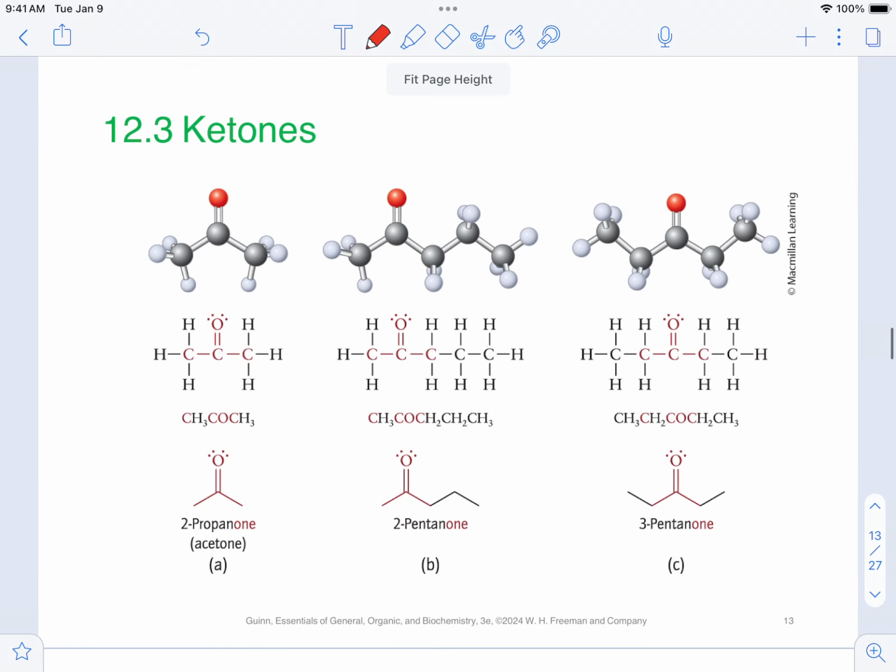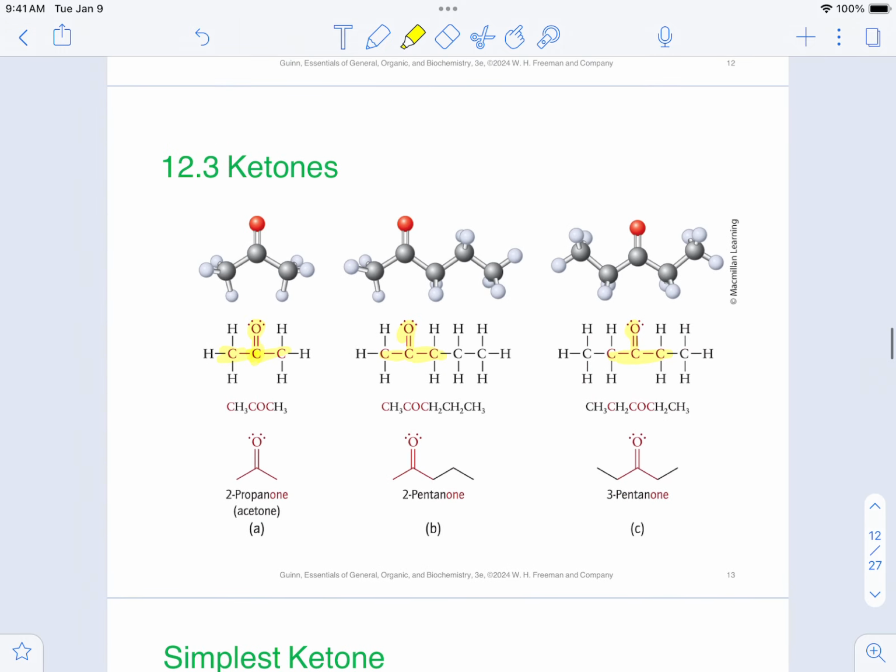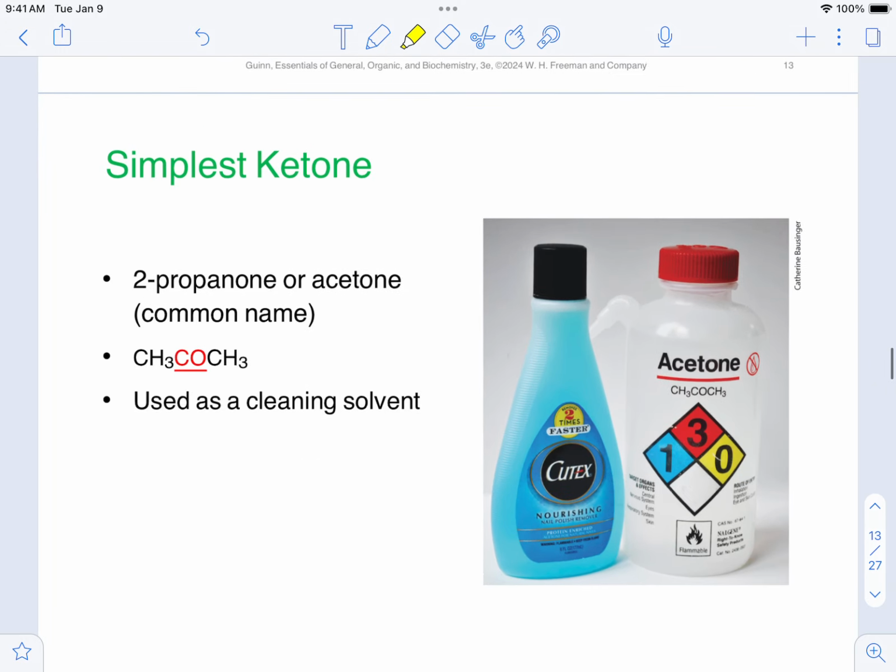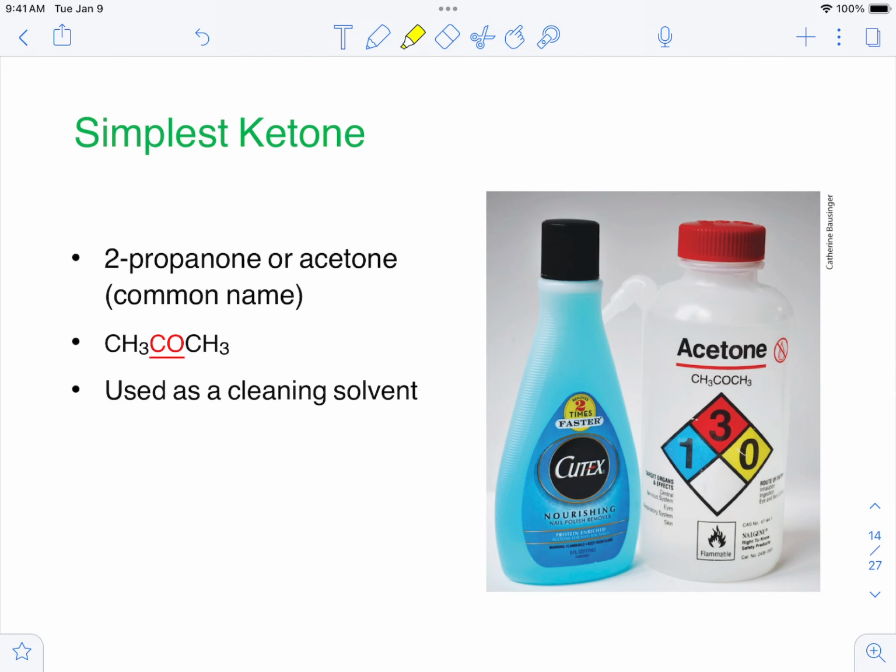So here are some examples of ketones for you, where you have your O double bond C with your two R groups. And you'll see that's the same every time. So acetone is a very simple ketone. Acetone is used as a cleaning solvent. You'll use that in the lab if you're doing dishes for different pieces of glassware. And here is your carbonyl carbon and oxygen.